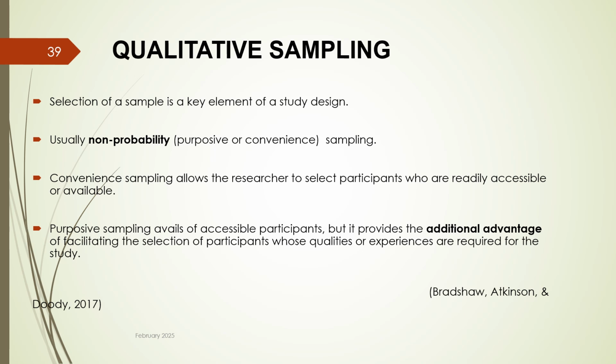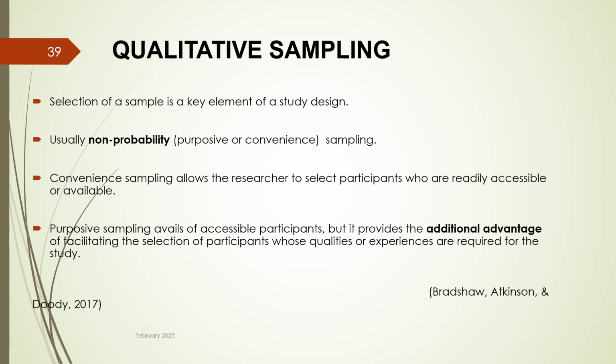Qualitative sampling. The type of sampling that's mainly used in qualitative research, as you will see, is purposive sampling. Purposive sampling is choosing your sample or your participants to match the aim and objectives of your research. So your participants should be experts, or they should have the experience that matches the aim and objectives of your research, so that they can give you rich information regarding your research topic.